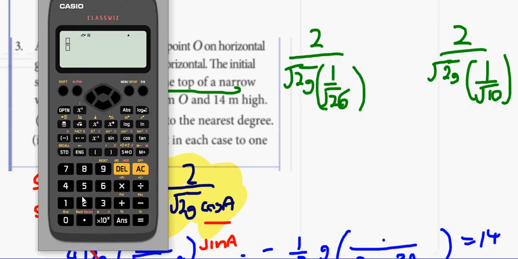Get your calculator out, you do 2. On the bottom you do the square root of 19.6 because that's 2g. And then that's multiplied by 1 divided by root 26. Anybody get a time of flight of 2.3 seconds? And the other one will be 1.4. So 1.4 and 2.3 seconds respectively.